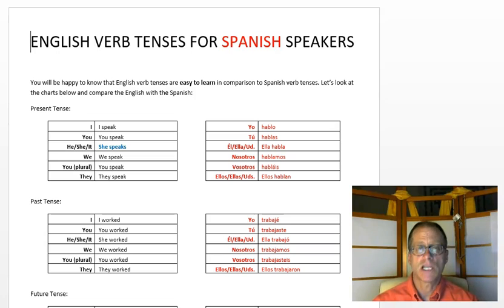The Spanish word changes. So I would say, yo hablo español. Tú hablas español. Ella habla español. Hablamos español. Vosotros habláis español. And ustedes hablan español. Cada uno es diferente.